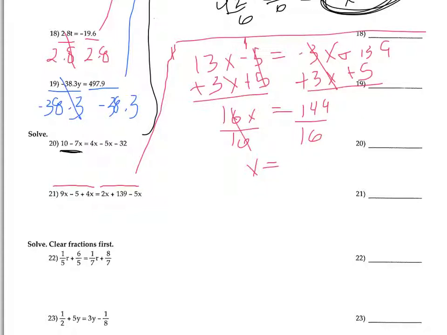And here we get cancellation. 144 divided by 16 is 9. So we get x equals 9, and that's the answer here.